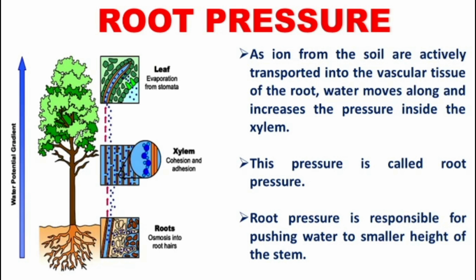As ions from the soil are actively transported into the vascular tissue of the root, water moves along and increases the pressure inside the xylem. Usually, the water molecules are absorbed along with nutrients and mineral ions. So, this increases the concentration in the root hair cell and it increases the pressure. This pressure is called root pressure.